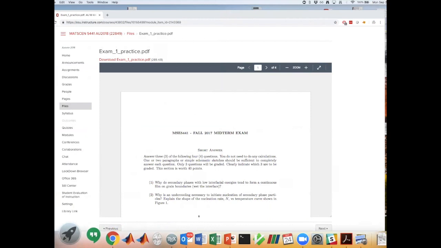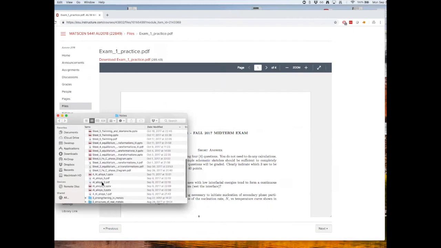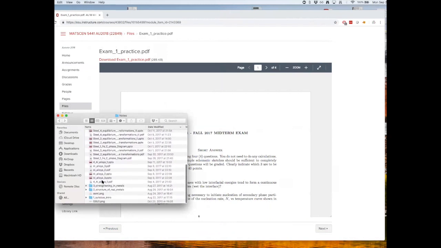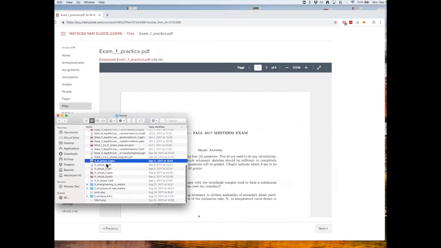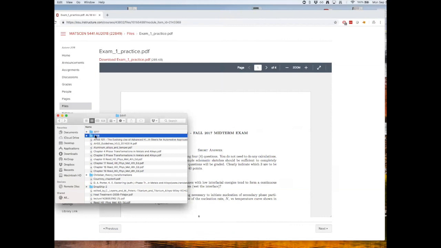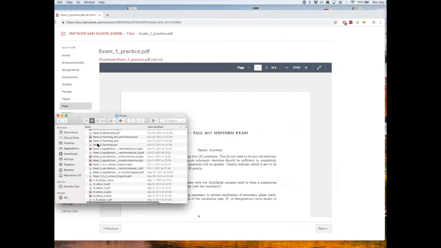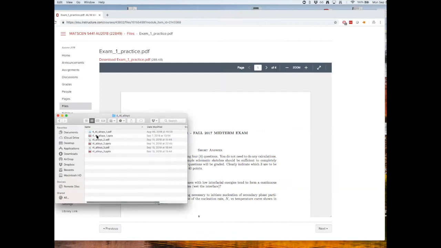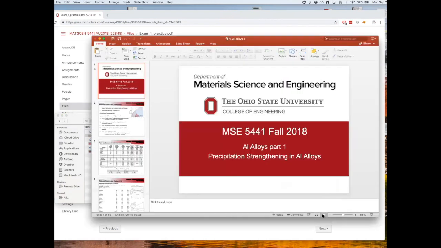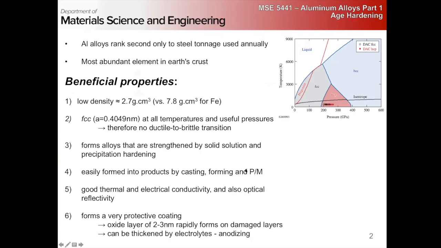In terms of aluminum, am I in the right folder? Oh, it's because I'm looking at the wrong year. I knew I updated those notes. Okay.